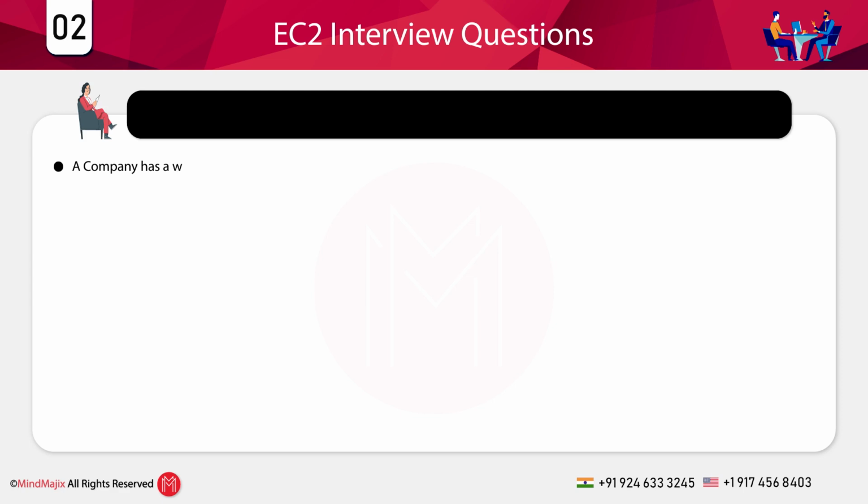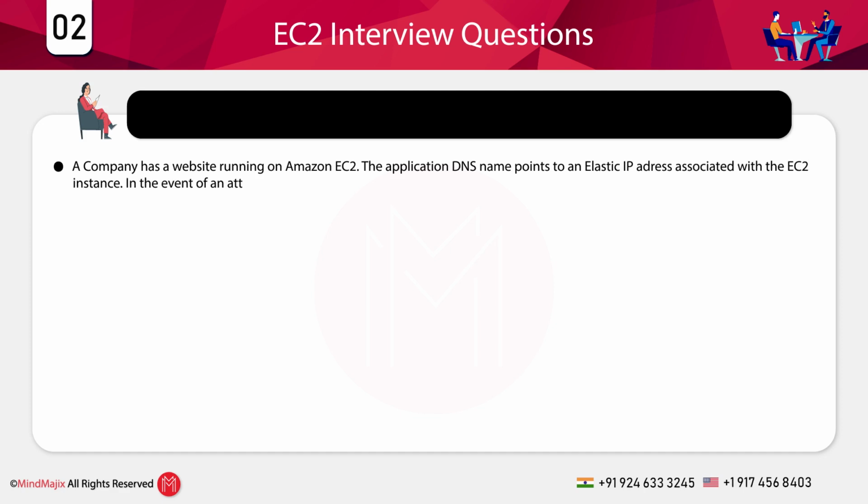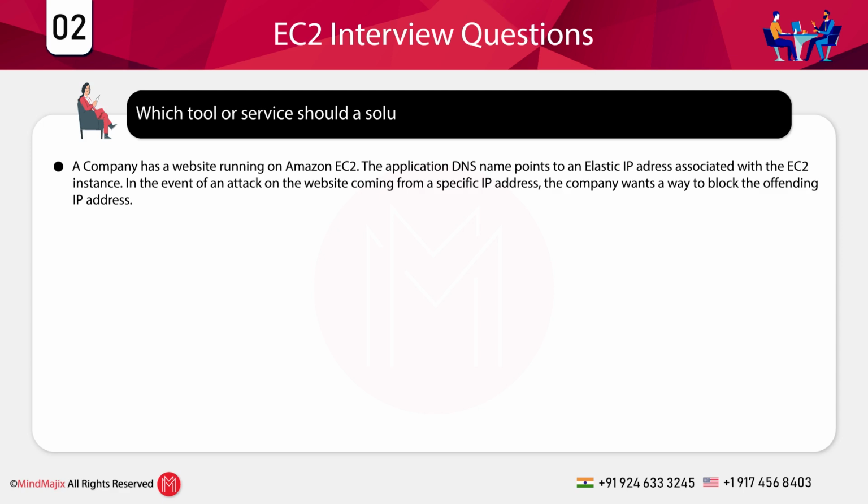A company has a website running on Amazon EC2. The application DNS name points to an elastic IP address associated to the EC2. In the event of an attack on the website coming from a specific IP address, the company wants to block that offending IP address. So here it should click in your mind that this question is from VPC and it's talking about the network ACL. Which tool or service should a solution architect recommend to block the IP address?